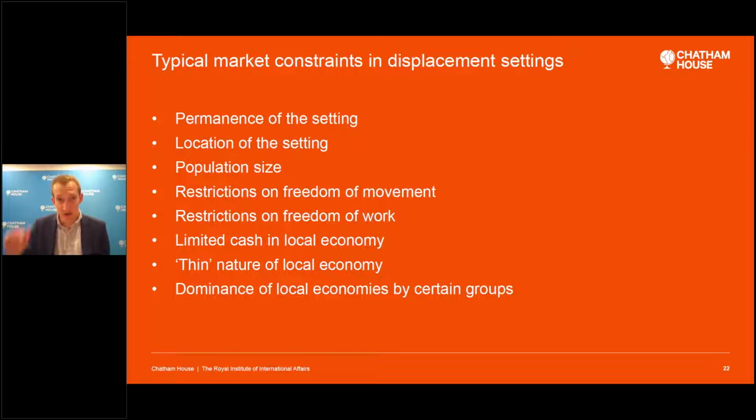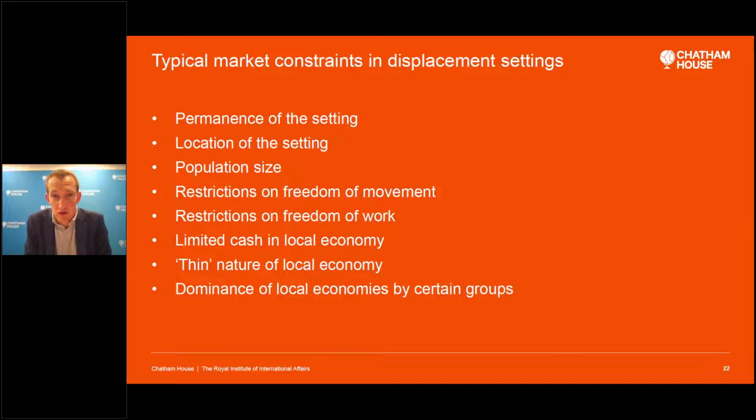Location of the setting: generally far-flung refugee camps a long way from capital cities increase the costs for everybody. Population size: a large part of what I've spent a long time doing is making the case for the bounded nature of refugee settings, and the fact that refugees are often in a small enclosed market. But actually many refugee settings are quite sparsely populated, and we have to take account of that too. Of course, all the usual things about restrictions on freedom of movement, restrictions on the freedom to work, and limited cash in the local economy.